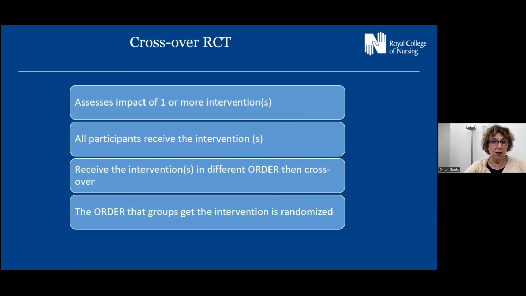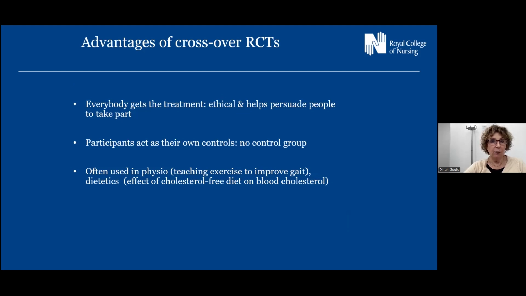In a crossover RCT, we do these to assess the impact of one or more interventions, but in these kinds of studies, everybody gets the intervention, whereas in a classic trial, only half of the patients do. But what happens in a crossover RCT is that halfway through the trial, the groups cross over and everybody gets the intervention, but it's the order in which they get the intervention that is randomized. So the advantage of crossover trials is everybody gets the treatment, so that's ethical. It helps to persuade people to take part. The participants act as their own controls. There is no actual control group.